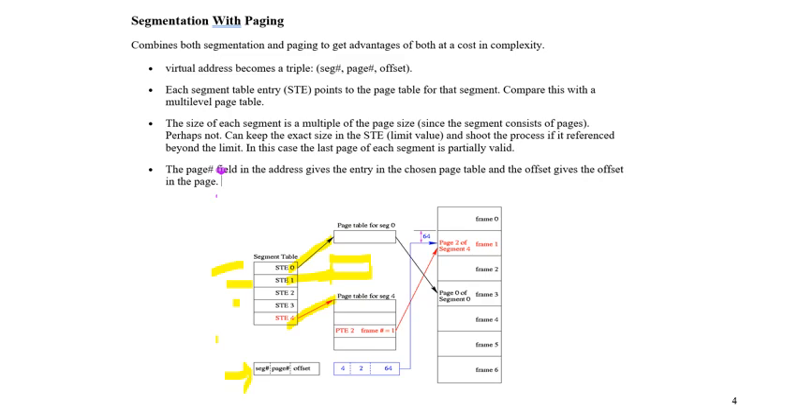The first is the segment number, the number of the segment. Next is the page number, which specifies which page. And the next, most important, is the page offset, which indicates how many words the page contains. So you can see segment number, page number, and then offset.